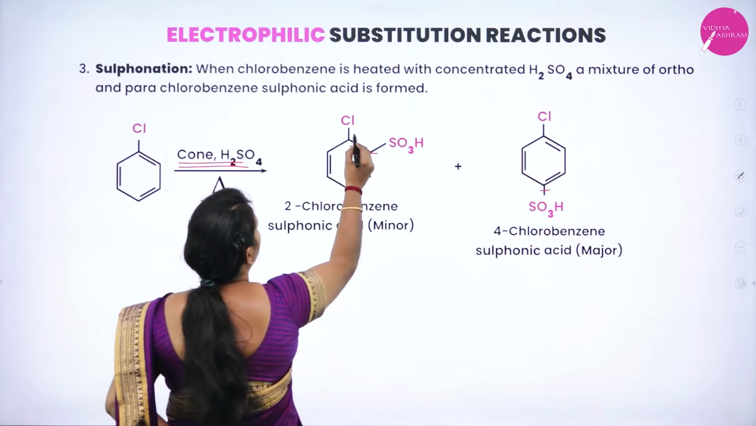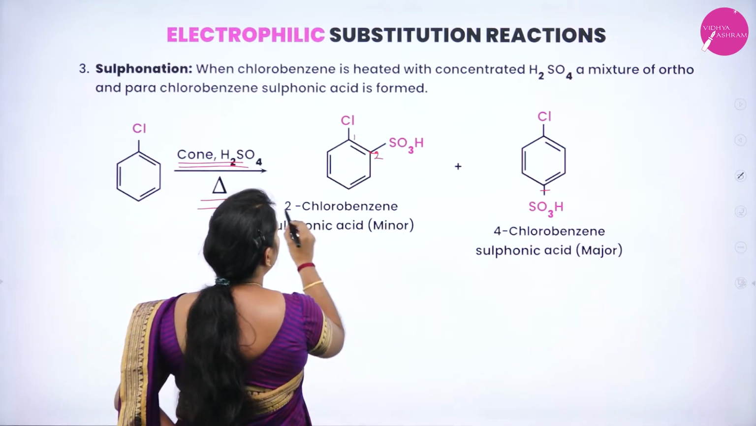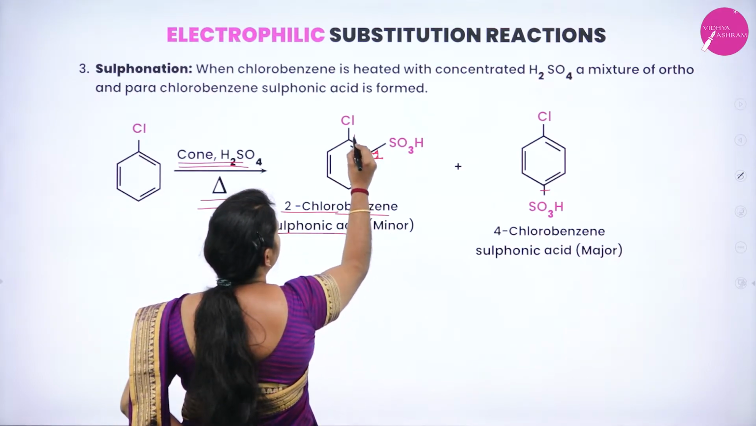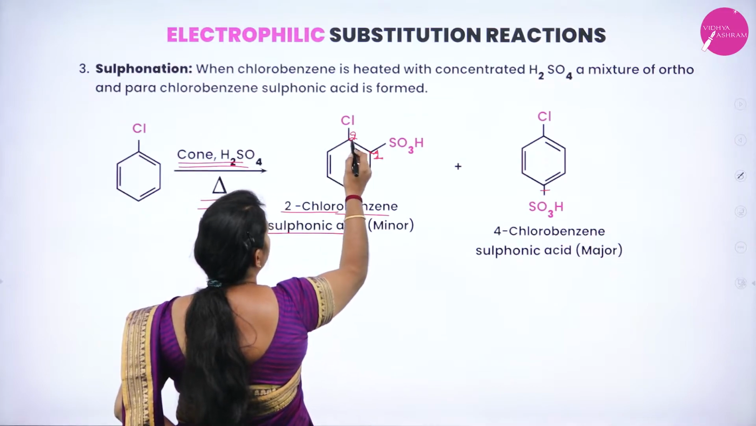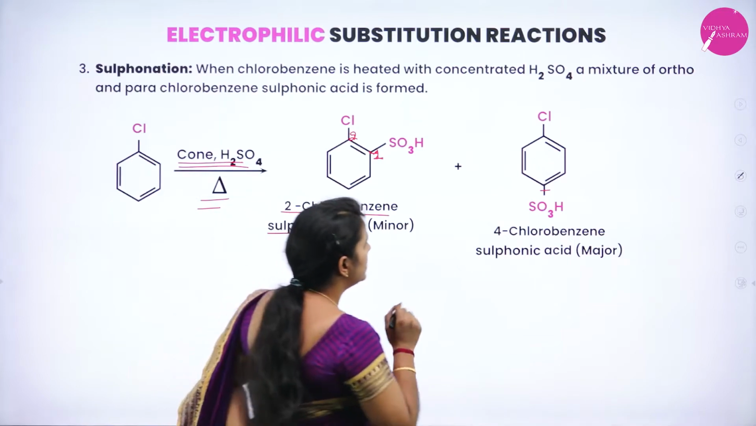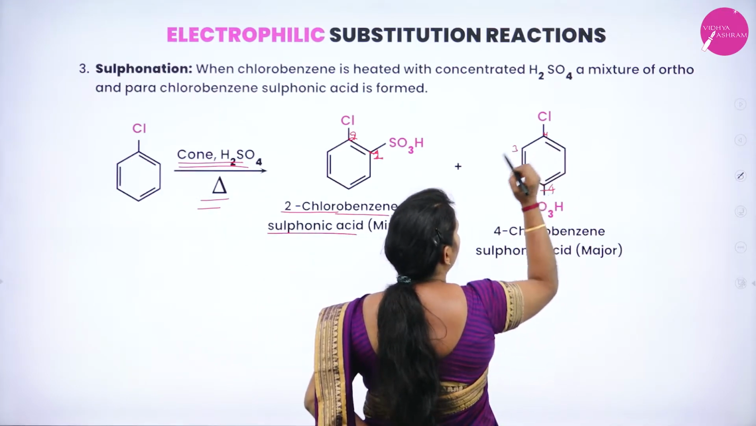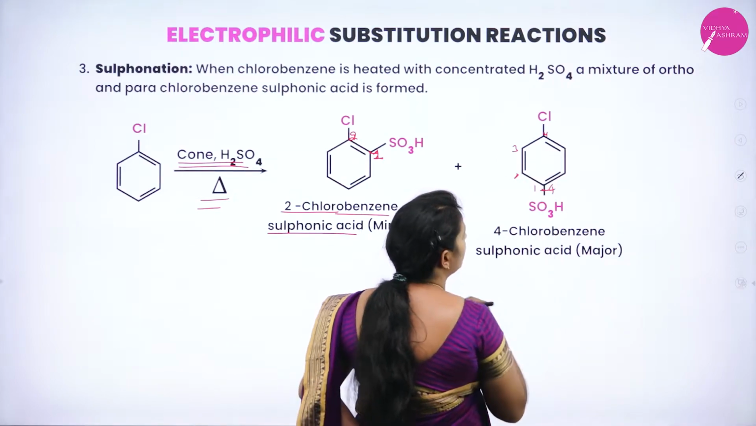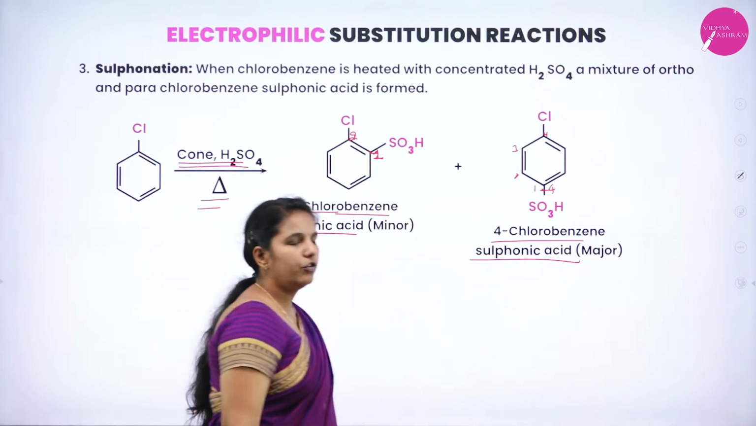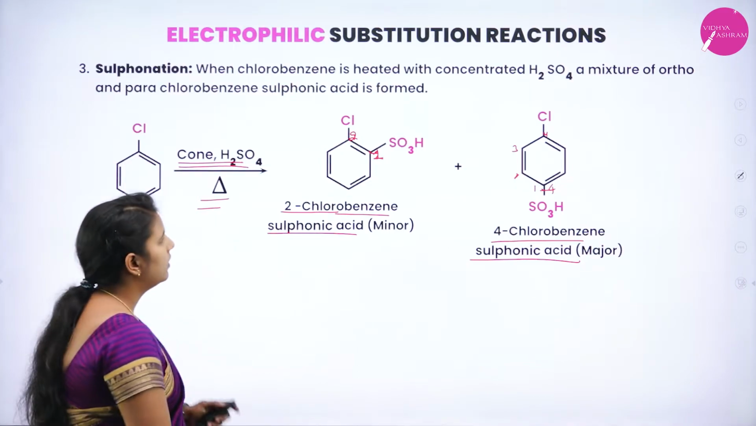The name of the compound is again 2-chlorobenzene sulfonic acid. Thereby, you can consider this is the first carbon atom and this is the second. So, it is 2-chlorobenzene sulfonic acid. And it is 4-chloro, 1, 2, 3, 4. Okay. So, it is 4-chlorobenzene sulfonic acid. So, the sulfonic group will get attached to the ortho and to the para position.